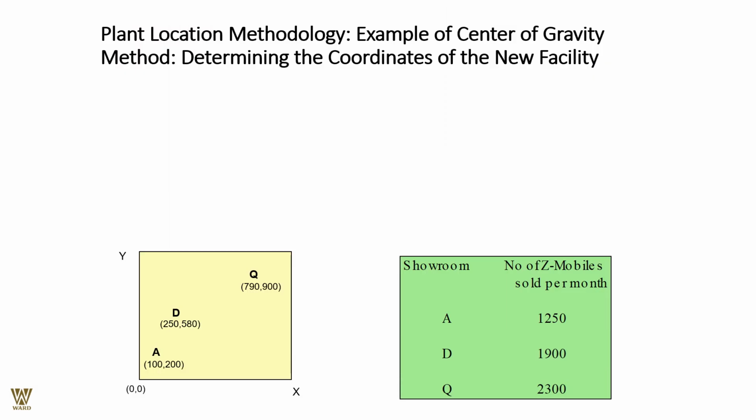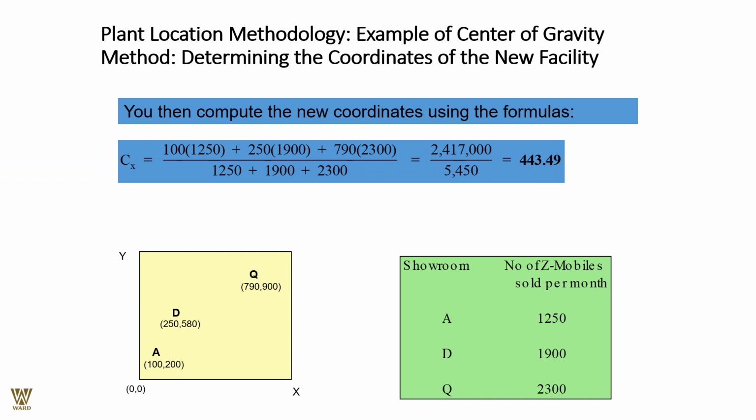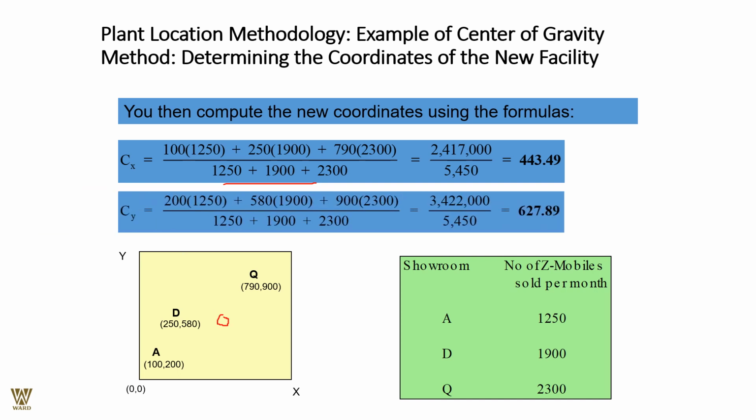Once we have come to this, we should be able to arrive at the coordinate using the formula. You look at the formula, this is what we are looking at here: 1000 into 1250 plus 250 into 1900 and the volume thereby. We add it up, it is 443. Somewhere down here, we will be setting up the plant. So that is what we go for.